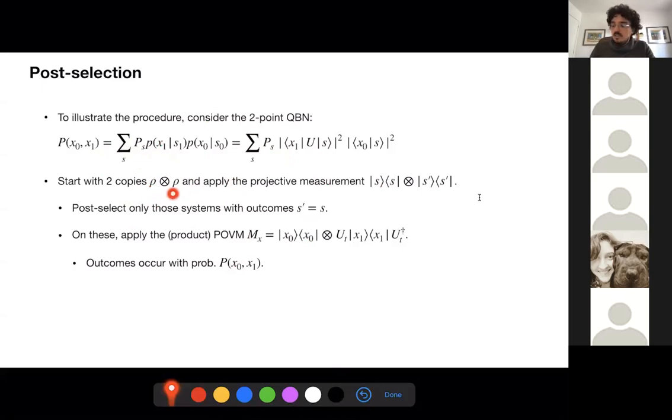But we like to think that these rhos are given. We can't really have access to what's preparing these states. All we have access to are the copies. That's kind of the idea. Yeah. Okay.